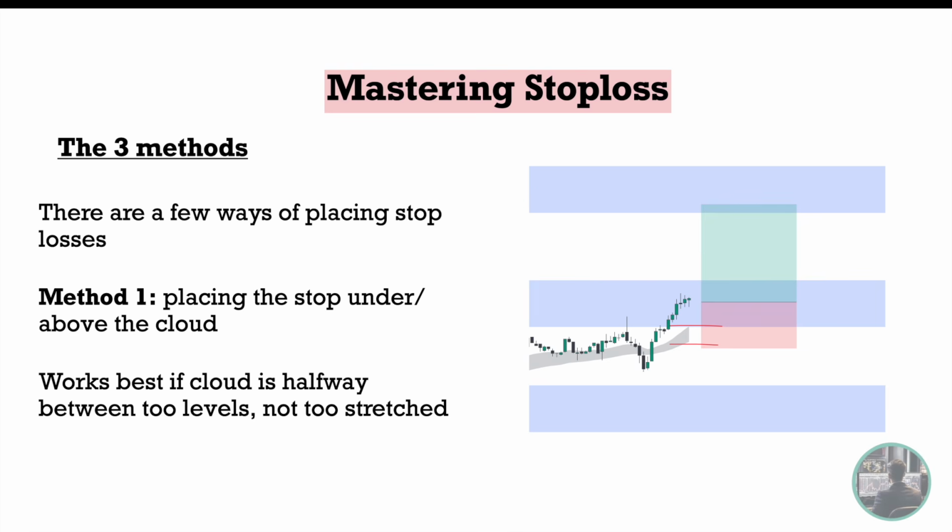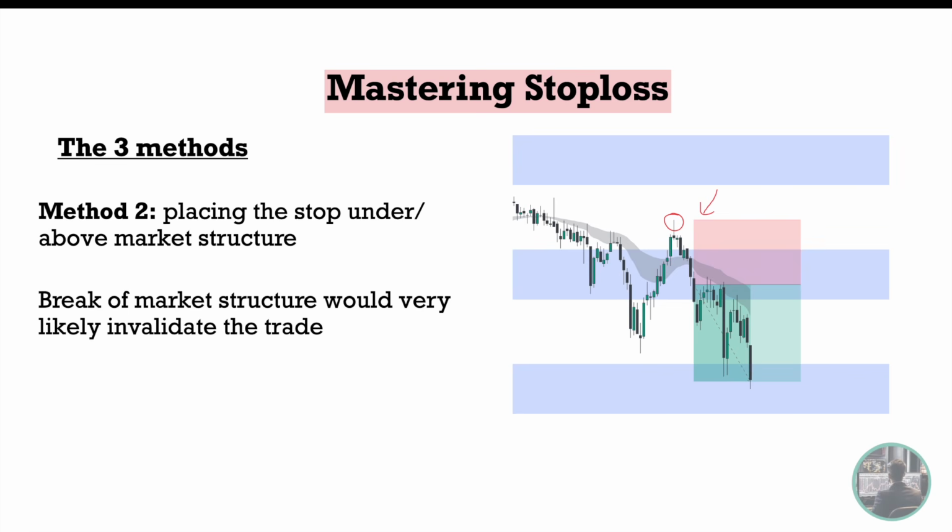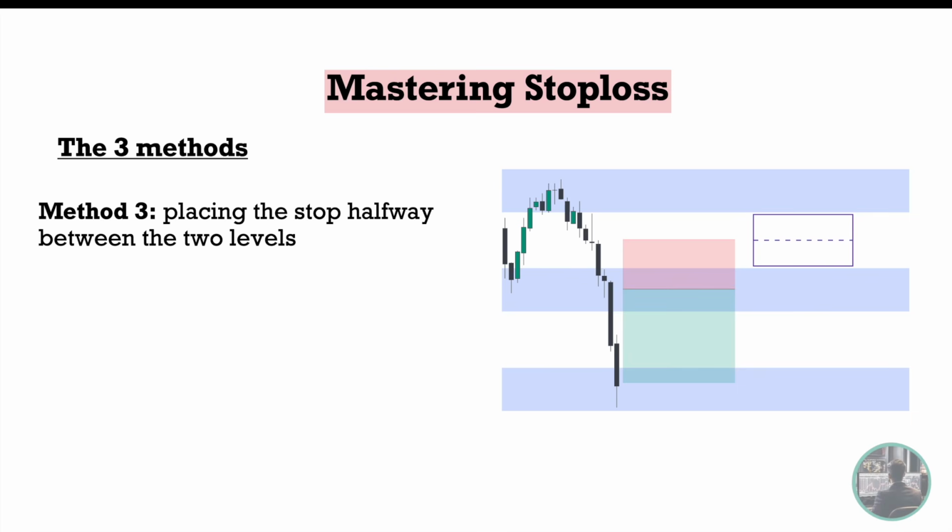The second way is placing the stop under or above market structure, and this will usually coincide with the cloud anyway if the market is moving right. So if you're going short and have a significant swing high nearby, placing your stop near that point is a good idea because it means if the price moves all the way there, the downtrend is broken and much less likely to continue lower.